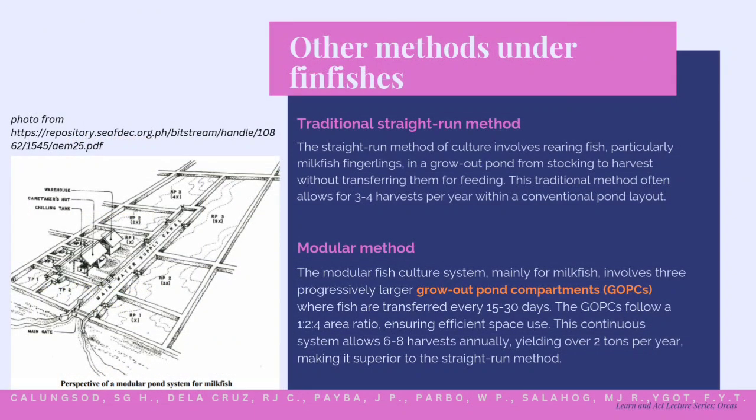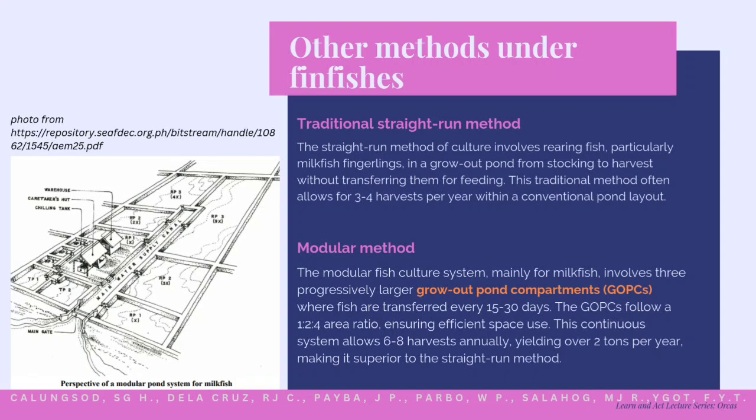So here are the other methods under fishes: the traditional straight run method and the modular method. For the traditional straight run method, the culture involves rearing fish, particularly milkfish fingerlings, in a grow-out pond from stocking to harvest without transferring them for feeding. This traditional method often allows for 3 to 4 harvests per year within a conventional pond layout. Example, a tilapia farmer stocks 10,000 fingerlings in a pond and harvests them all after 4 to 6 months when the majority reach 500 grams.